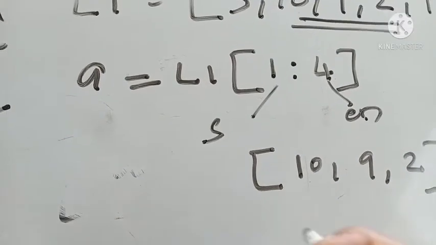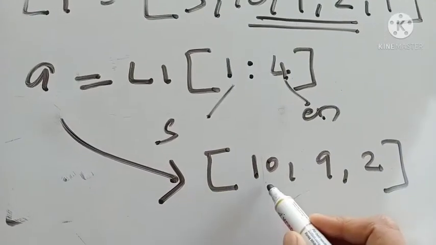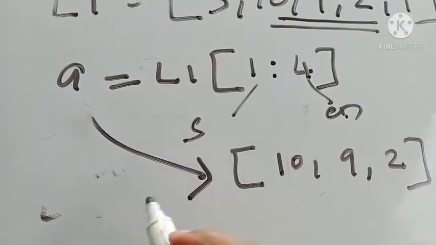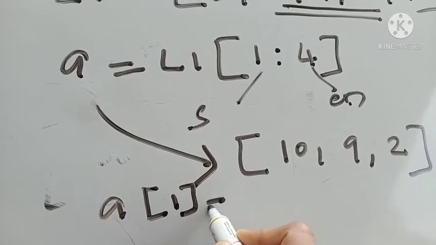And one more thing, so you know that the value of A, after this slicing, is nothing but 10, 9 and 2, right? Suppose you are trying to do A of 1 equal to 7.